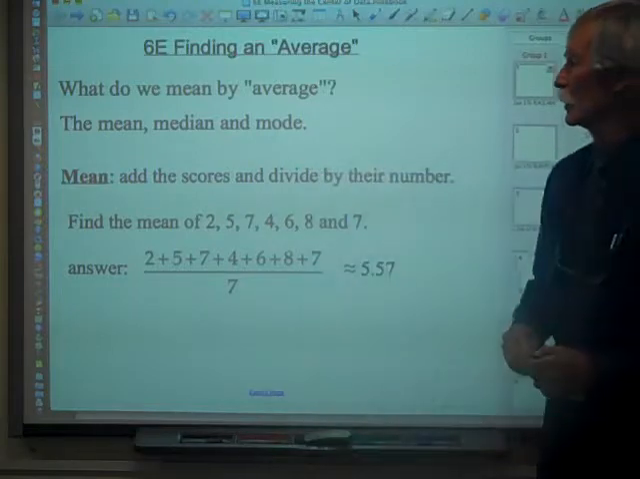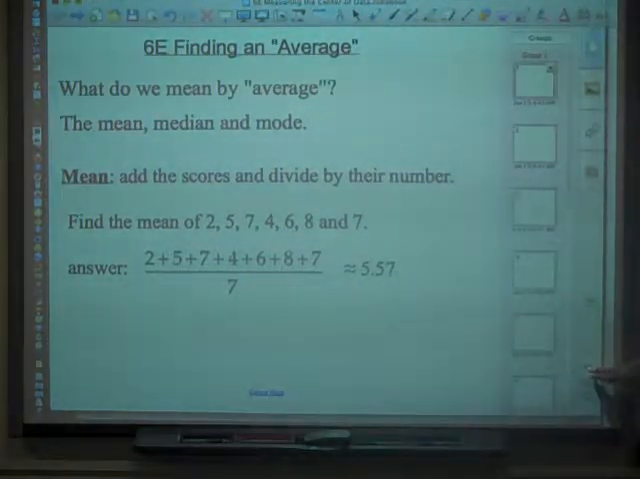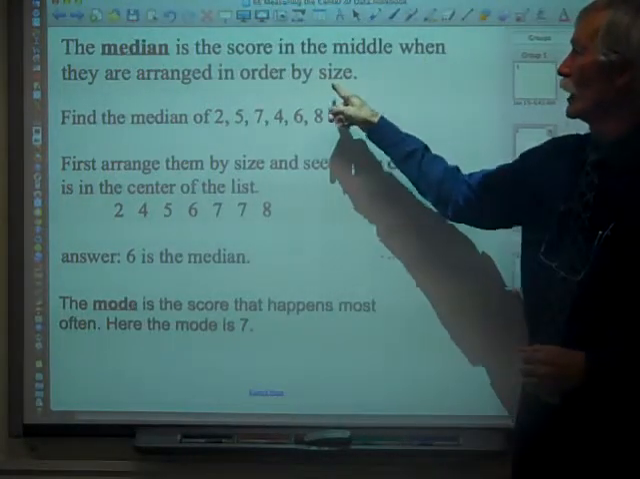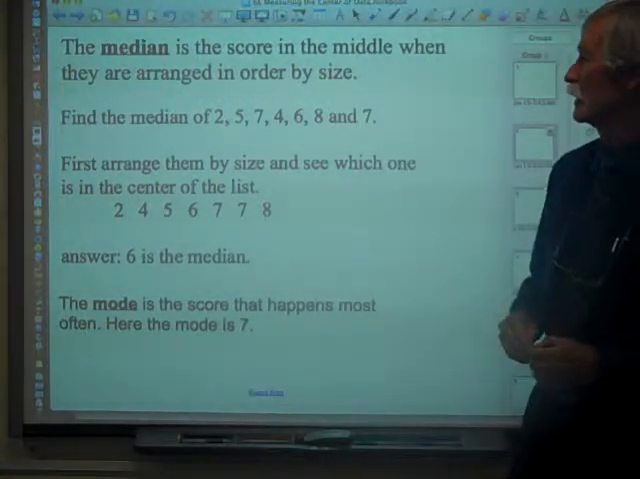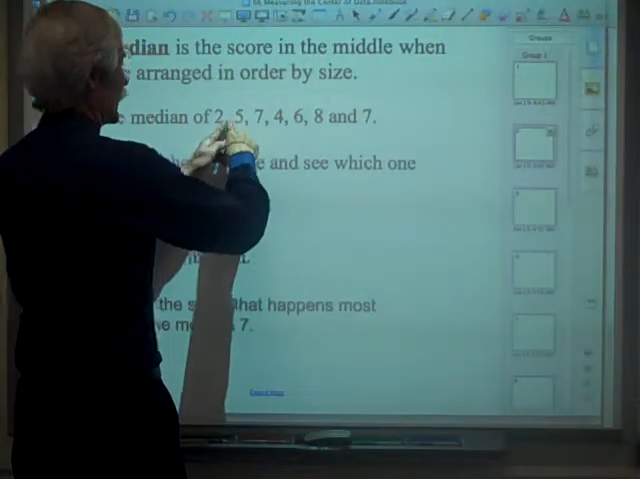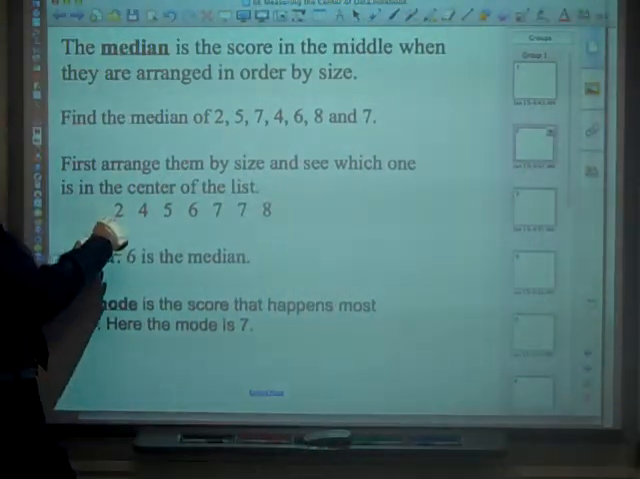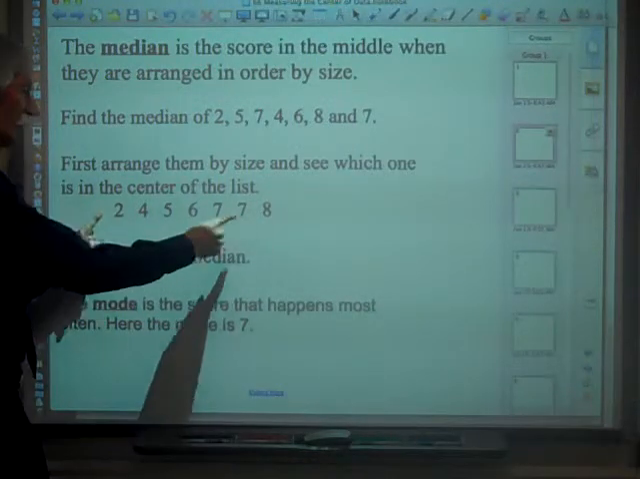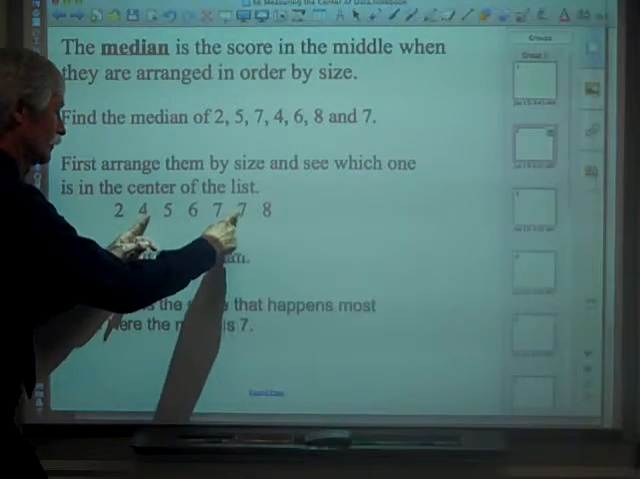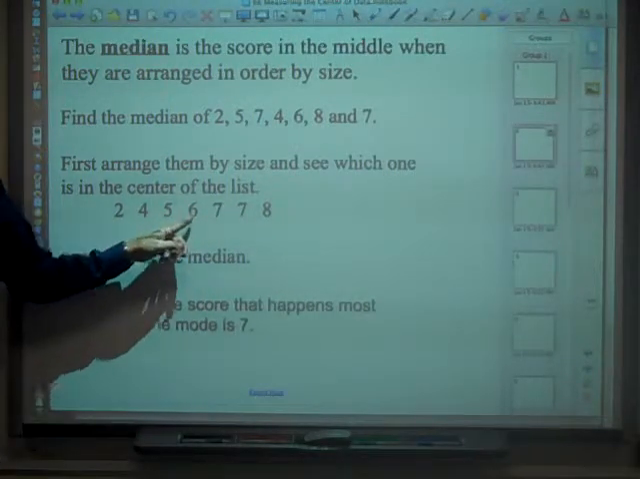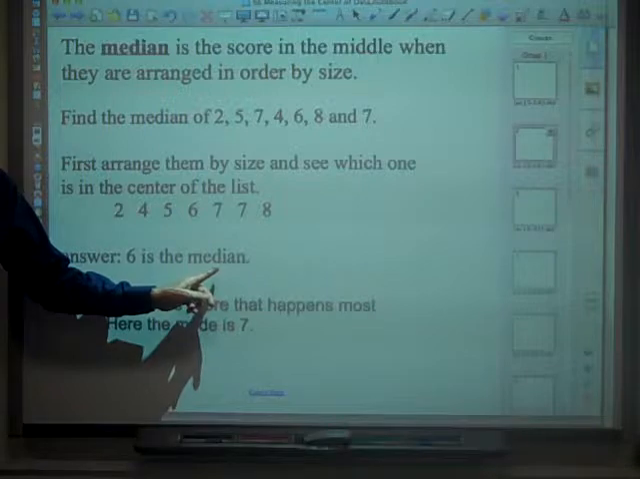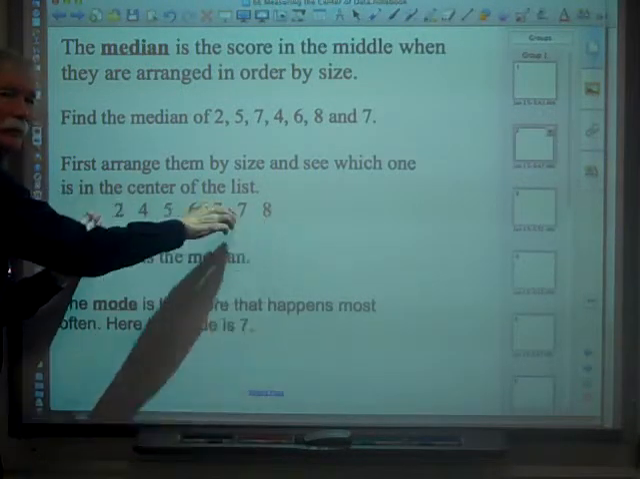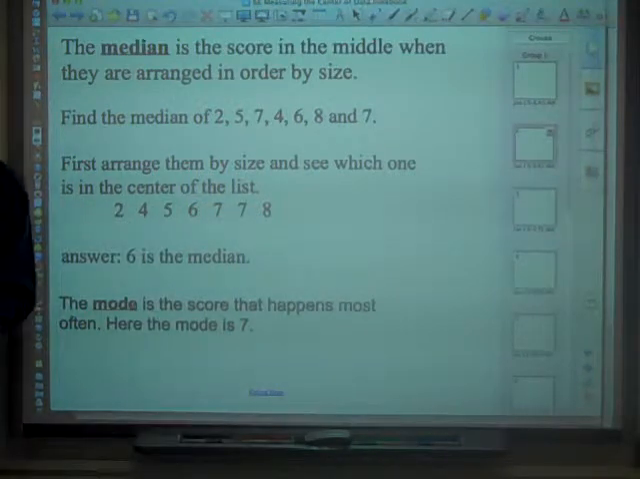The mode you already know. The median is the score in the middle when they are arranged in order of size. So you would have to take your group, arrange it by size, and see which one is in the middle. Who's in the middle here? 6. That's called the median. So the score in the middle, when you arrange them from the smallest to biggest, is called the median.